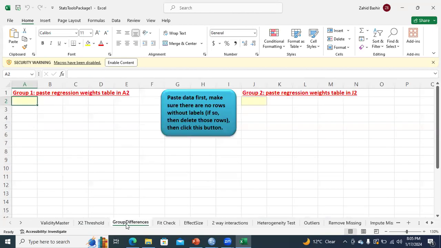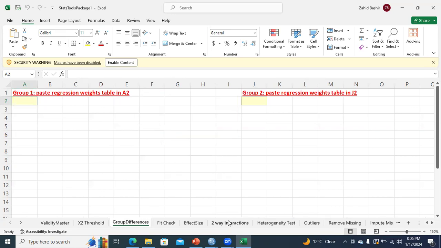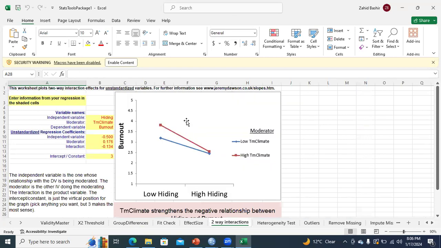You can see a number of different tabs over here. You need to click on two-way interaction. This is basically the required graph that we need to use over here. You need to click on it and you will find something like this.